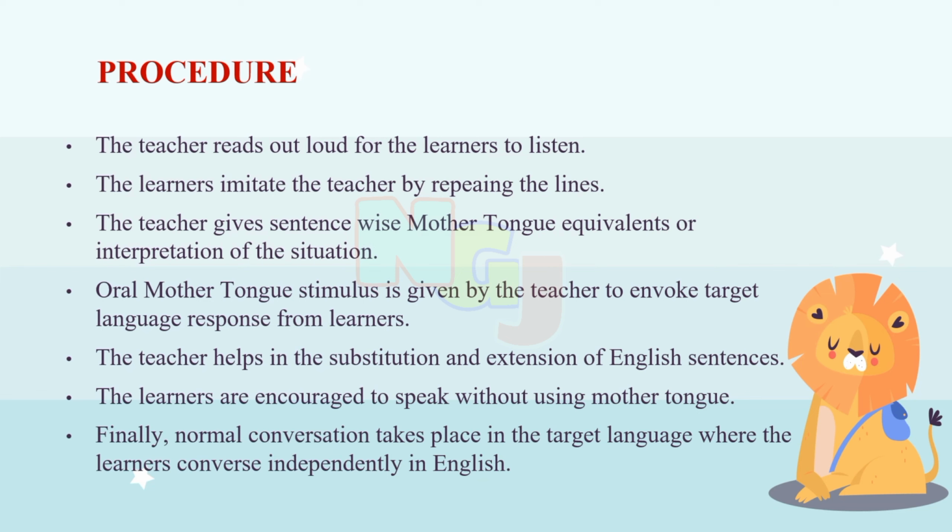So finally, what is achieved? Target language is achieved wherein the students converse confidently and independently in English. So this is the procedure that should be followed by the teachers when using the bilingual method in order to bring out the English language of the students.